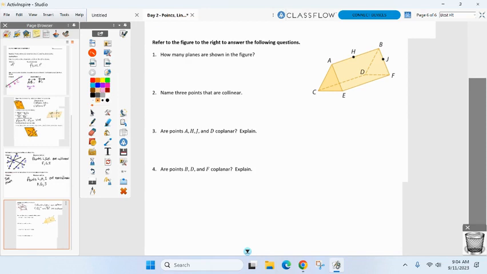Are we not doing space today? I have space in there. I'm not worried now. That's something you don't need to be worried about. Points, lines, planes, collinear, coplanar. That's where I need you guys to be by the time you walk out.